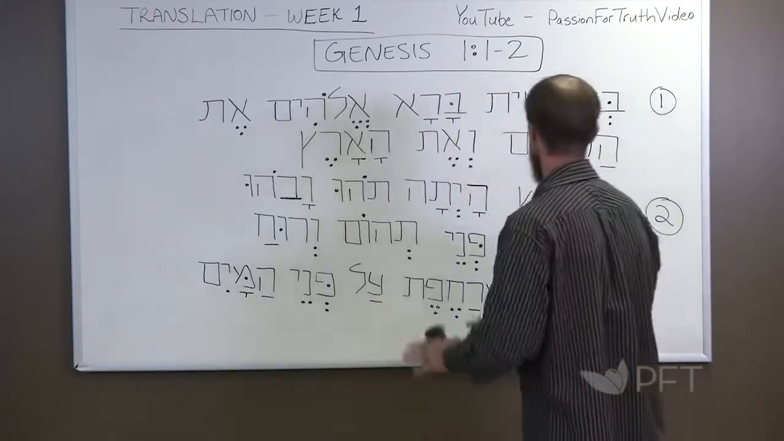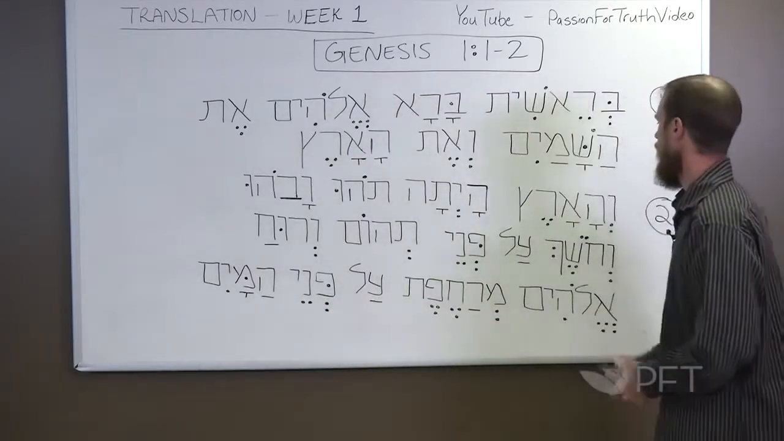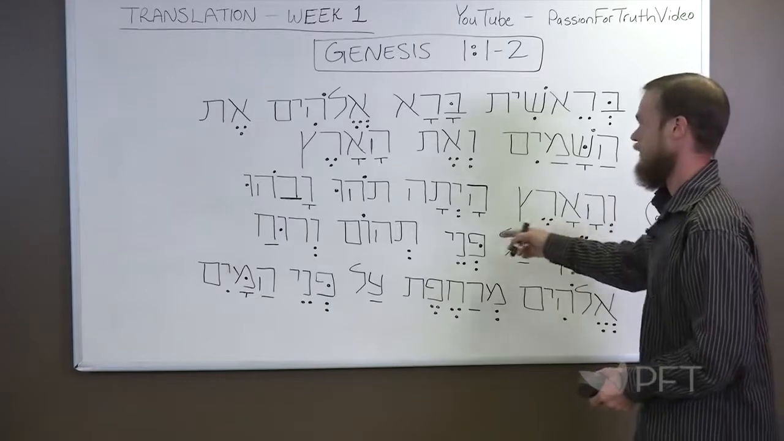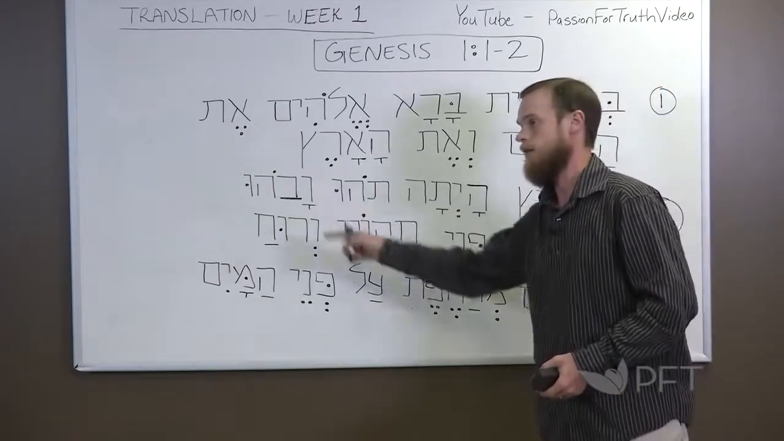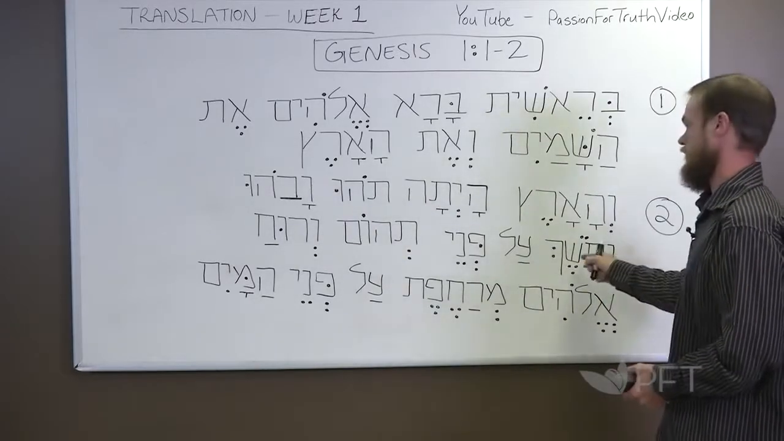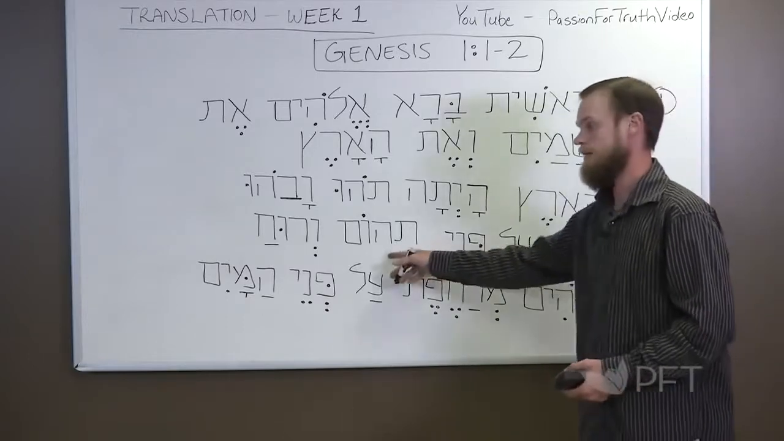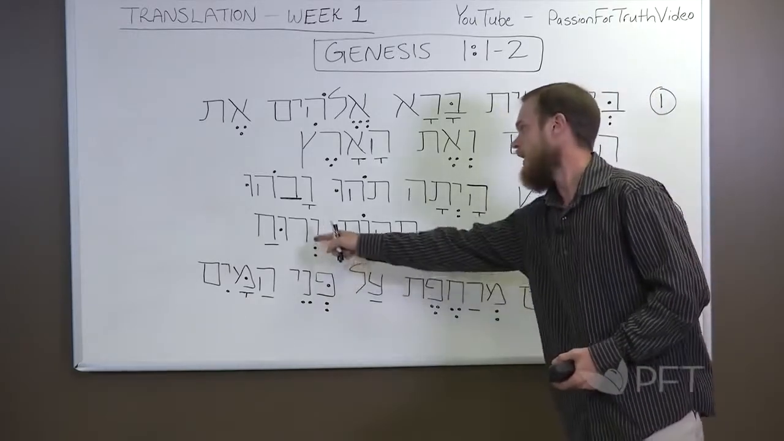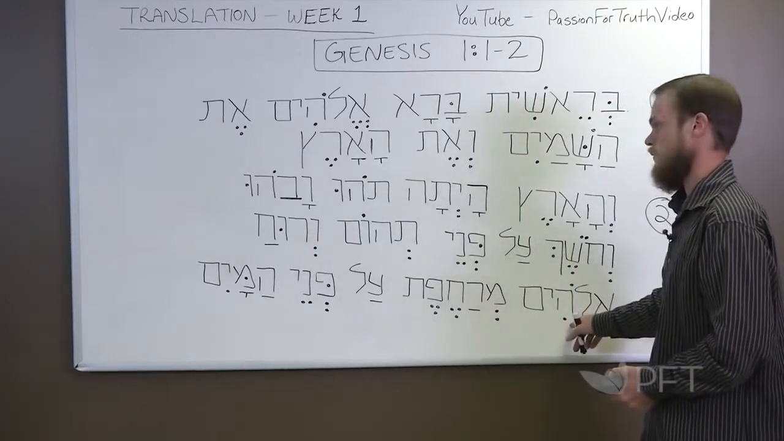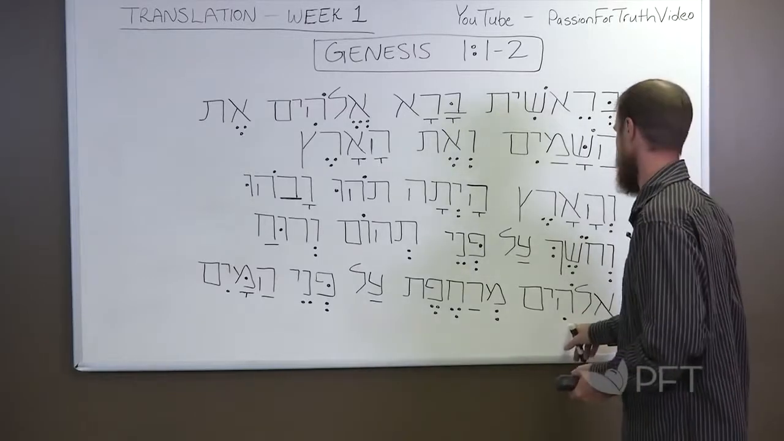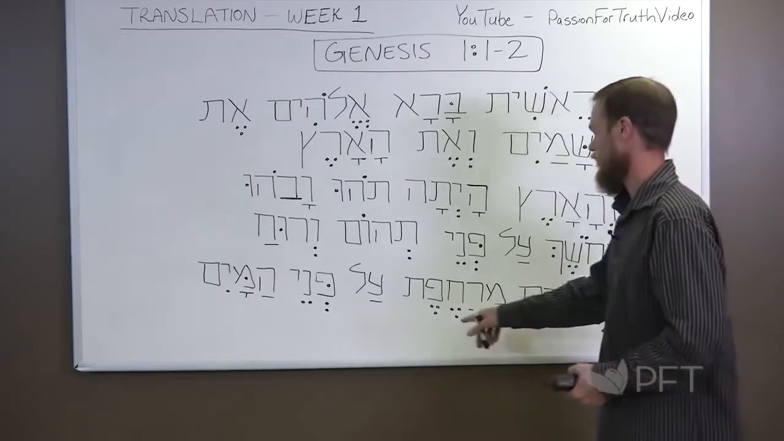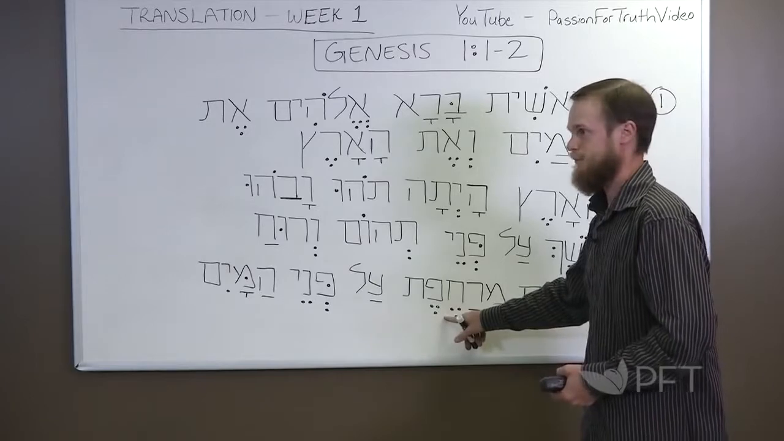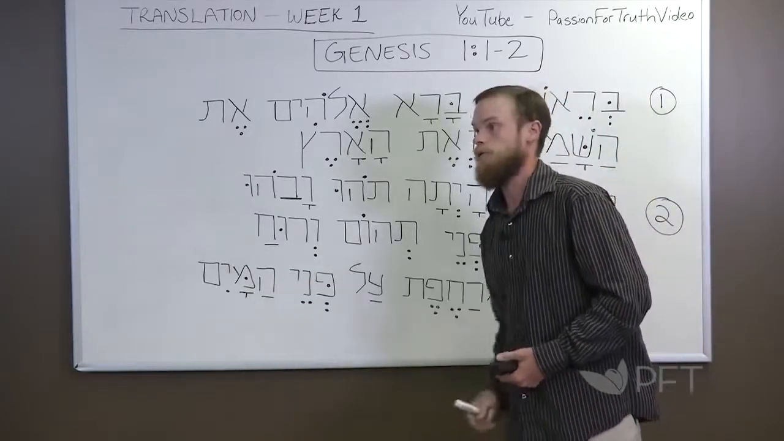So, going back over the whole thing: and the earth was a wasteland and an empty place. Darkness was upon the face of the deep, and the Spirit, or the Ruach, just call it the Ruach if you wish, of Elohim was fluttering on the face of the water.